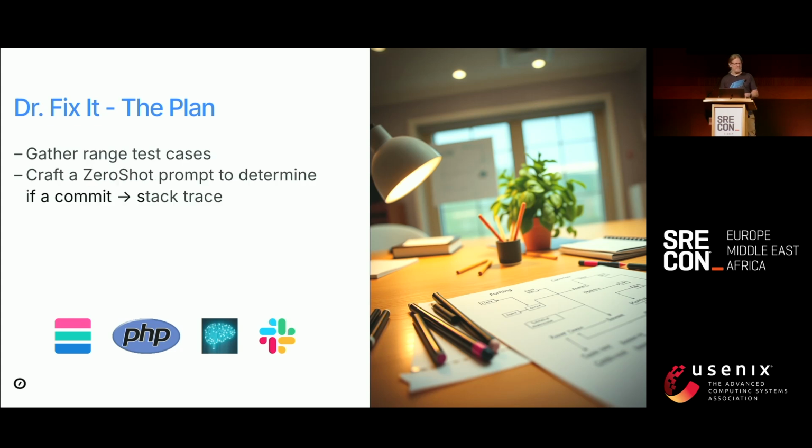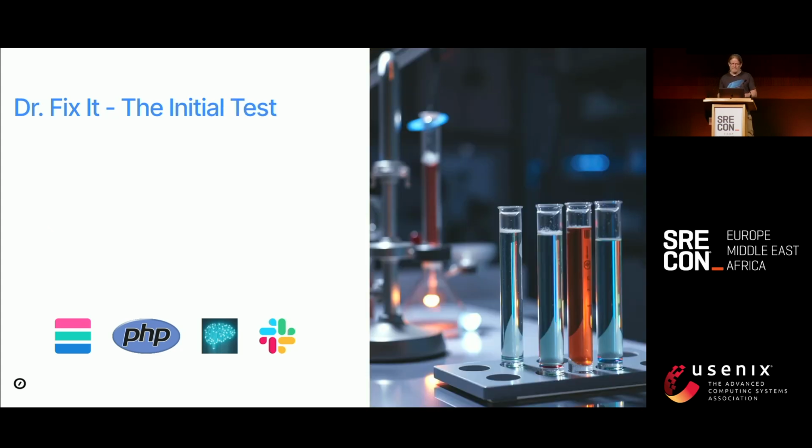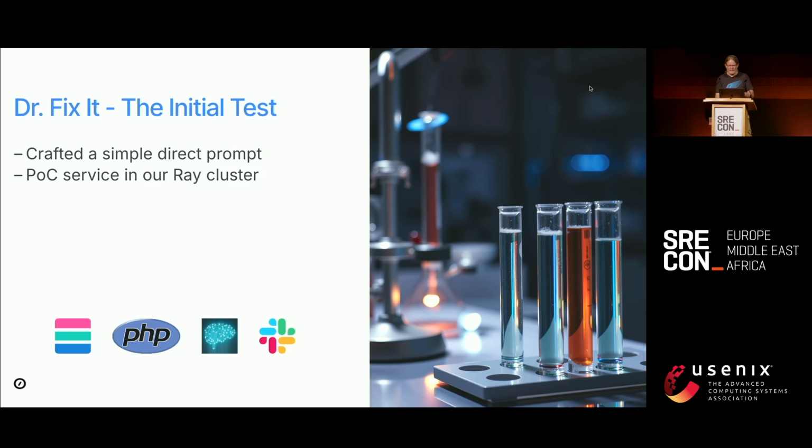Pretty simple. Gather some tests, create a zero-shot prompt. We'll use this on our internally hosted LLMs because we didn't want our code to leave the network boundary. So yeah, we got together. We were busy putting this all together. Now at the meetup, obviously, we have dinners together and whatnot. So we quickly crafted a little proof of concept in our Ray cluster and got a tiny test set together. And we ran a quick test before dinner.